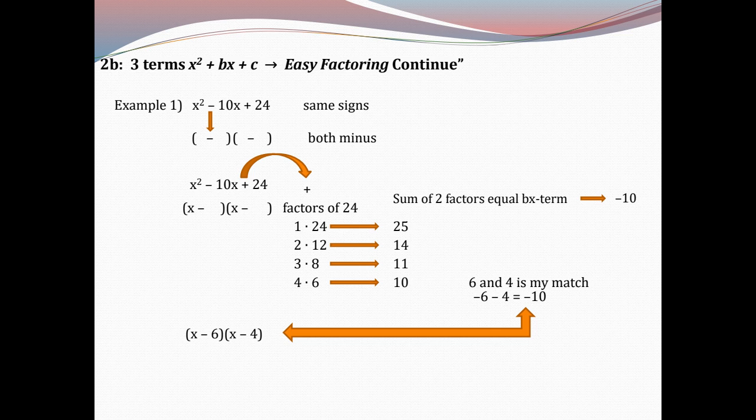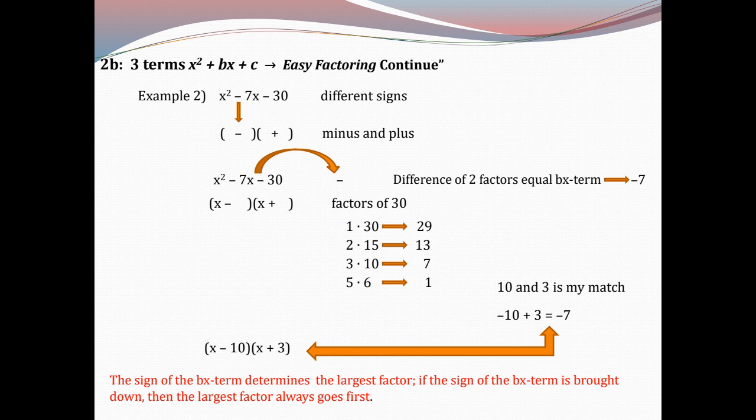So if they have the same sign, which is a negative, negative 6 minus 4 is going to give me that negative 10. So this expression, x squared minus 10x plus 24, factors in this format, x minus 6 times x minus 4. Okay. So hopefully this is the easy one, right? So let's do an easy factorization with this next example. Let's have x squared minus 7x minus 30.